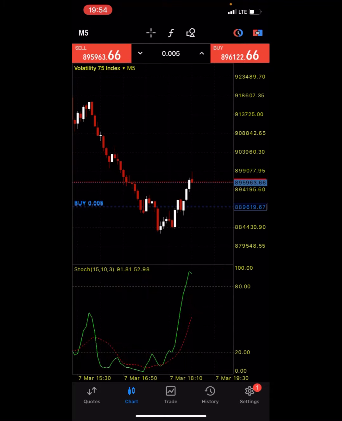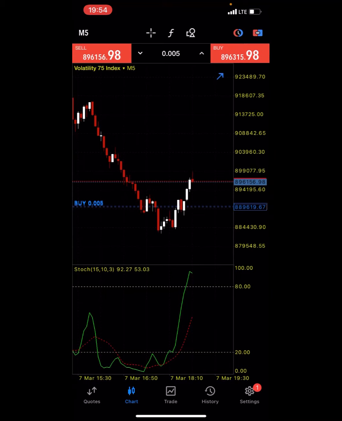This strategy is going to work well for you using the 5-minute time frame. I don't know why 5 minutes is special, but I found it to be good more on the 5-minute time frame, and it's all about overbought and oversold, then applying a little price action.